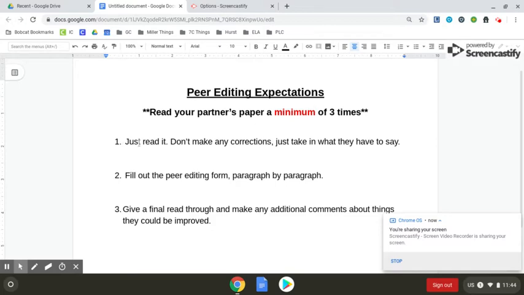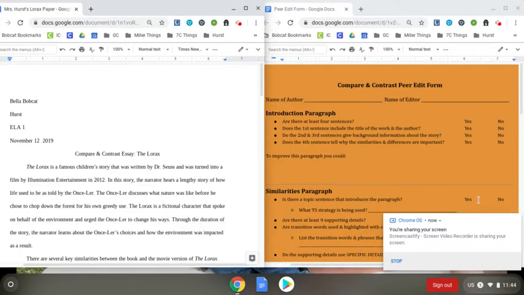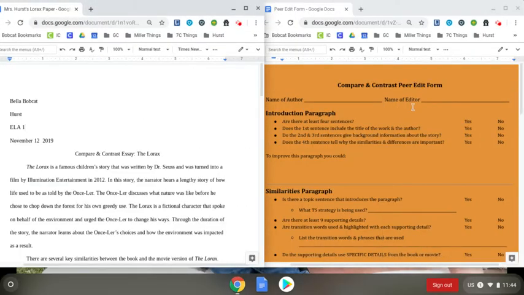The first time that you read through somebody's paper, just read it. Don't make any corrections. Don't make comments. Just get a feel for what the entire paper says by reading through it the first time. The second time that you read through it, you are going to fill out the peer editing form that has been provided to you and looks like right here on the right-hand side. Okay, so you'll fill this out the second time through.